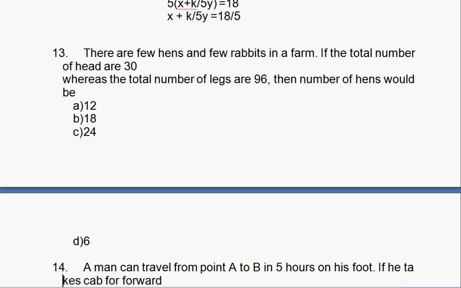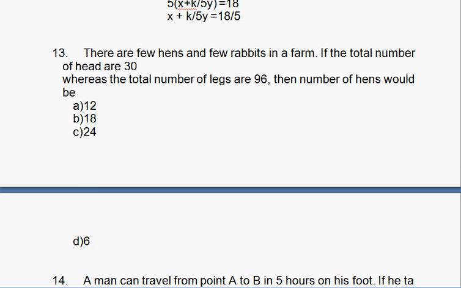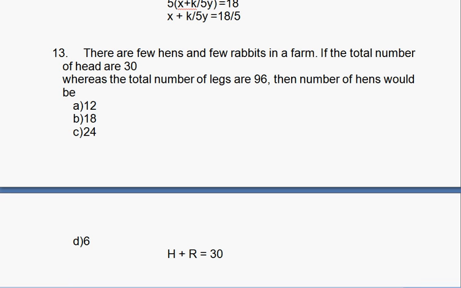The next question says there are a few hens and a few rabbits in a farm. If the total number of heads is 30 whereas the total number of legs is 96, then the hens would be... Let the number of hens be H and rabbits be R, so H + R, because each of them has one head, there are 30 heads.